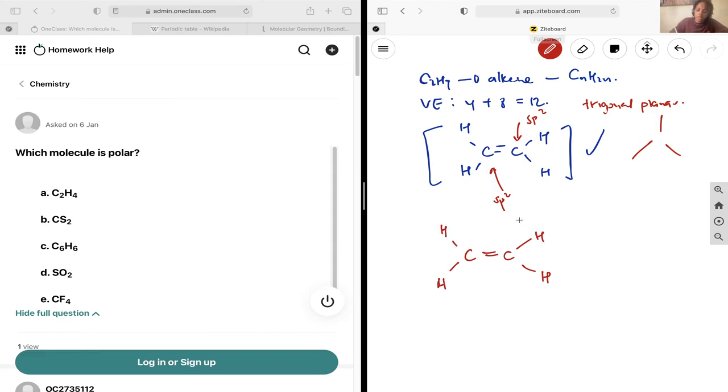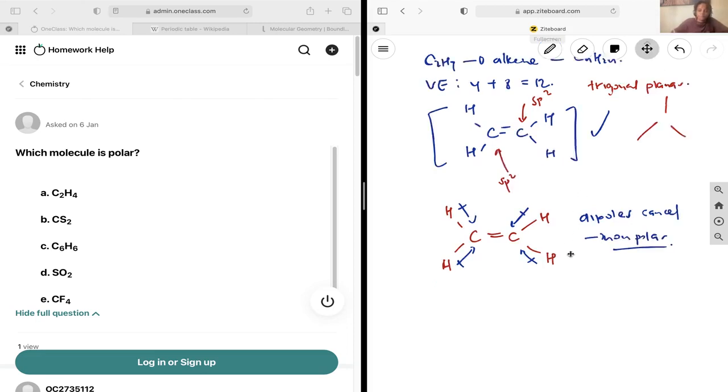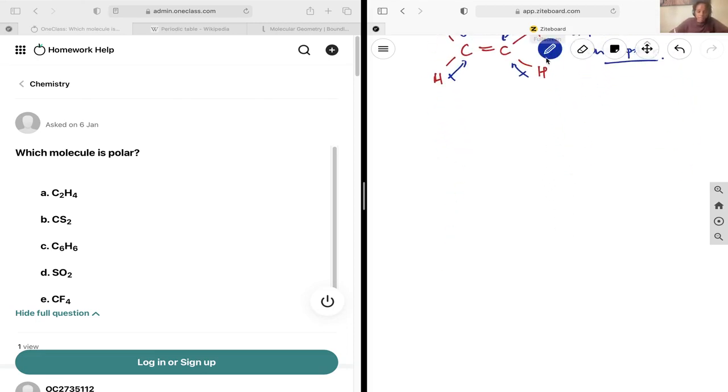Okay, and now let's write out the dipoles to see if they cancel. We're going to have an angle of 120 because it's trigonal planar. This dipole is going to come this way. These 2 are going to cancel and these 2 are going to cancel. So due to the symmetry, the dipoles will cancel, meaning that it'll be non-polar. Let's check out our second one.